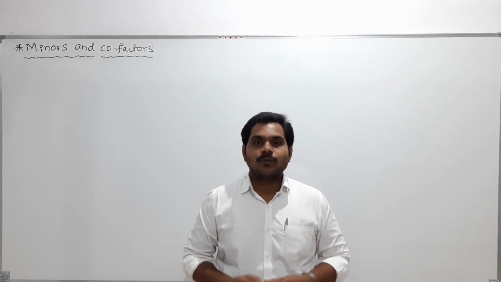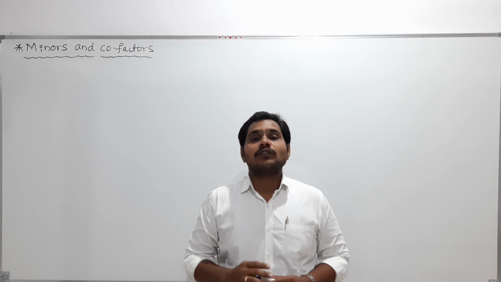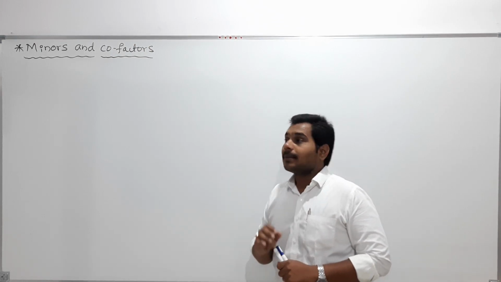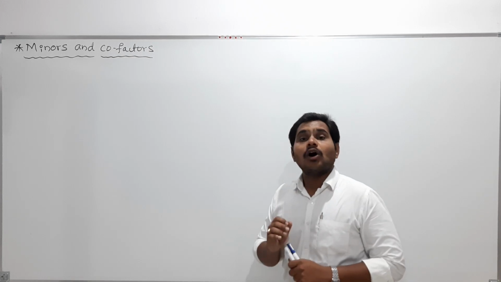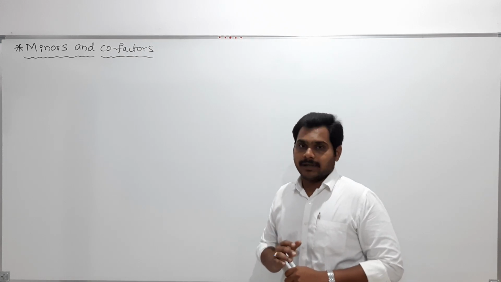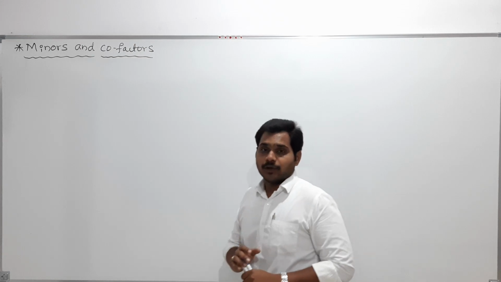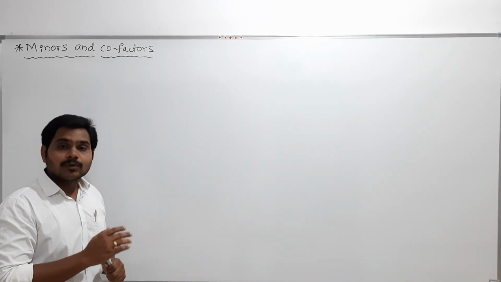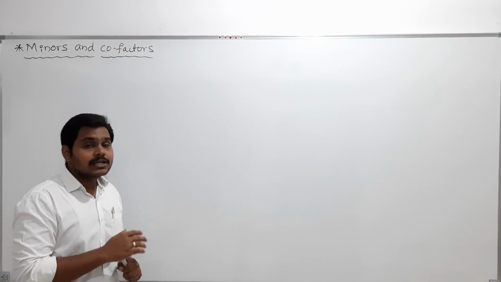In the previous videos, we discussed how to find the area of a triangle in terms of determinants. And my dear students, in today's class, I am going to discuss minors and cofactors of an element in a determinant. So, if any determinant is given to you, how to find the minors and cofactors, that we are going to discuss. So, what is the use of this?